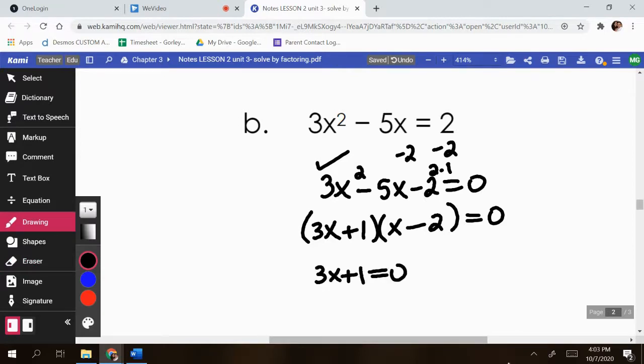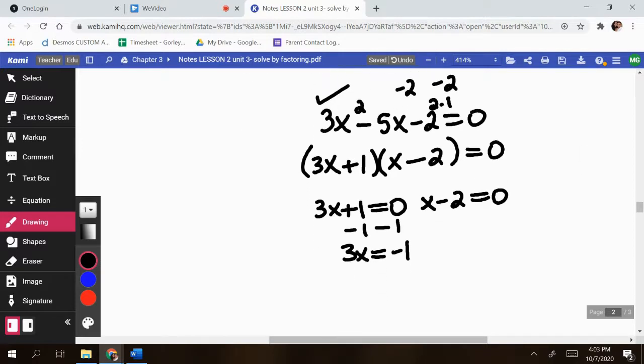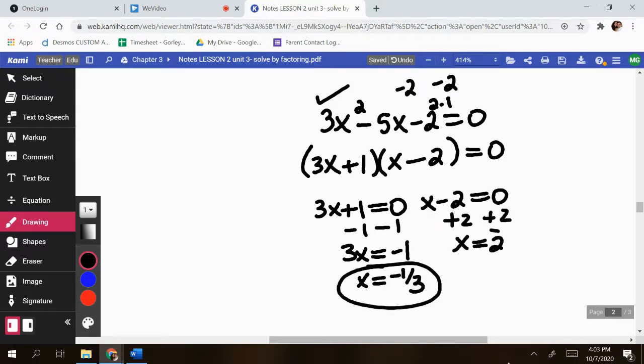3x plus 1 equals 0. x minus 2 equals 0. Here, if I subtract 1 from both sides, we get that 3x is equal to -1. Divide both sides by 3, and I would get -1/3. Here, if I add 2 to both sides, I could get that x is 2.